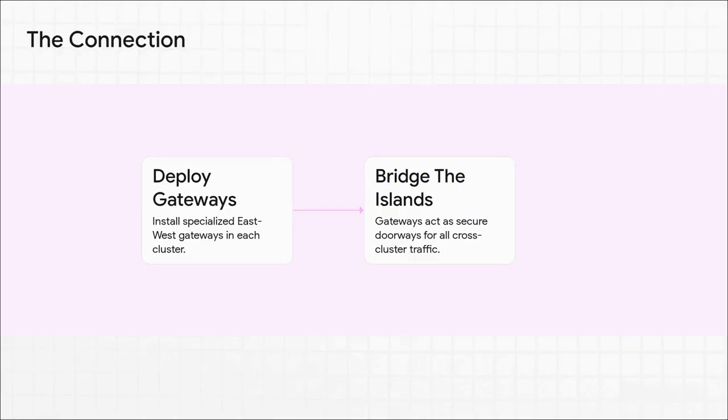So that brings us to the final piece of the puzzle on our drawing. How does the traffic actually get from one cluster to the other? Well, we do that by deploying these specialized east-west gateways in each location. And east-west is just a simple way of saying traffic that moves between our own data centers, not traffic coming in from the public internet. These gateways are the literal bridges that finally physically connect our two islands.